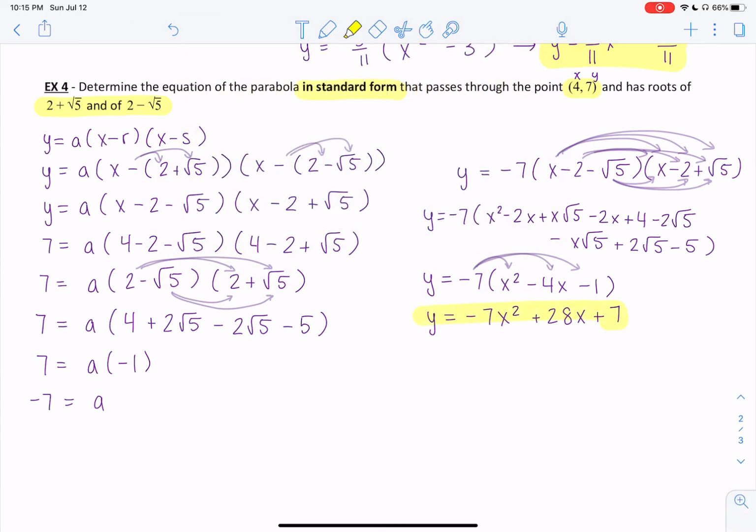So the hardest part of this question is definitely multiplying out that really long expression, but just take it slow and you can absolutely get there. So that is our last example.